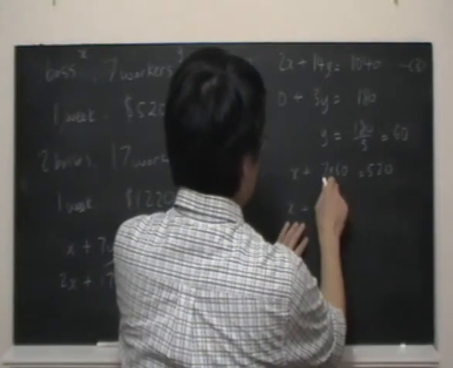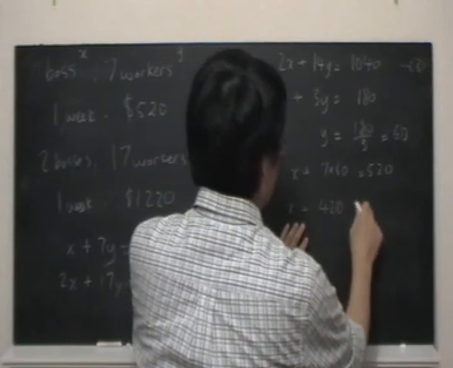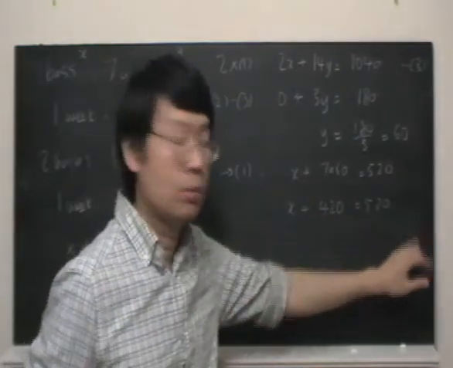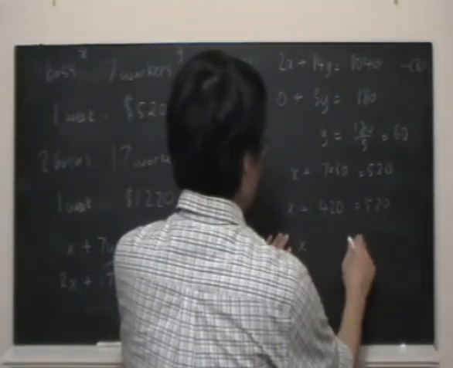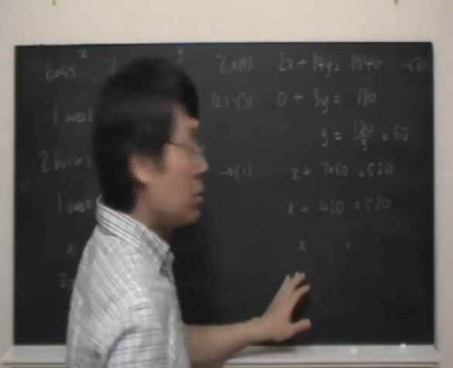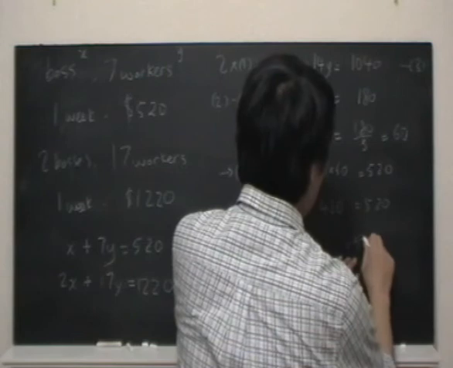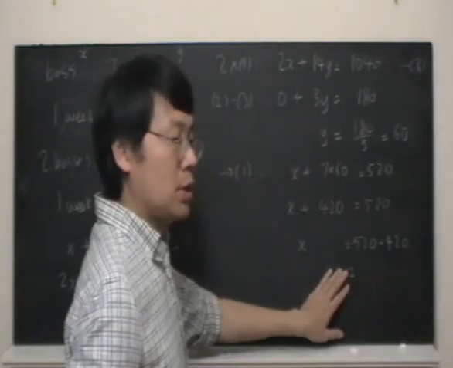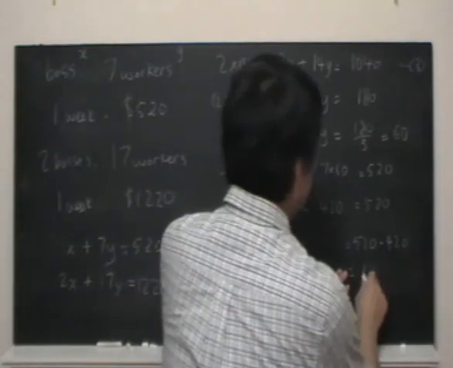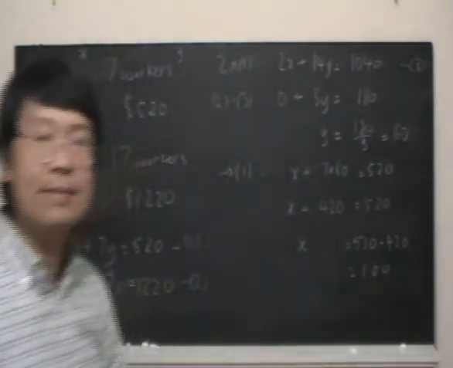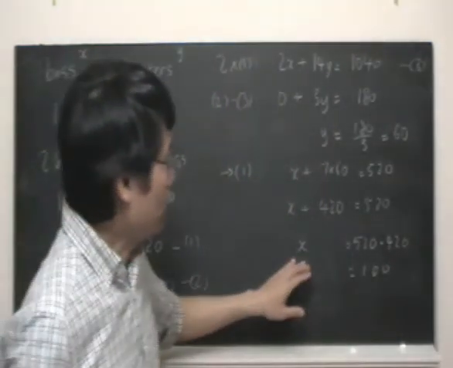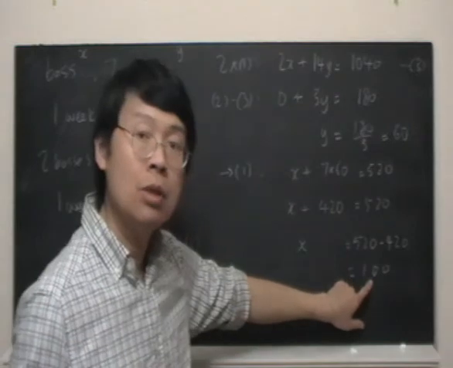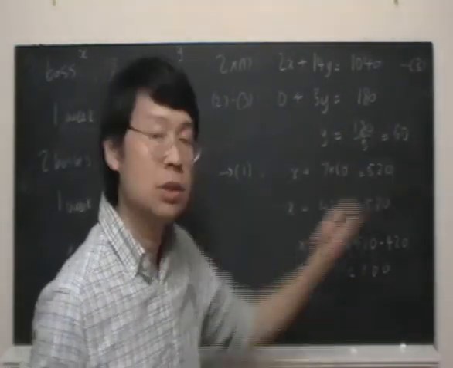So 60 times 7 is 420. I can now subtract 420 from both sides. On the left side, only X remains. On the right side, 520 minus 420, that's equal to 100. There. So we have now found the earning for each boss in a week to be $100, for each worker $60.